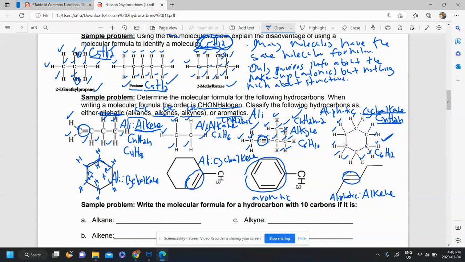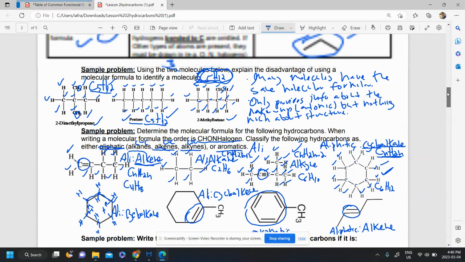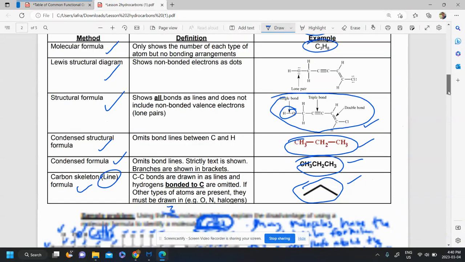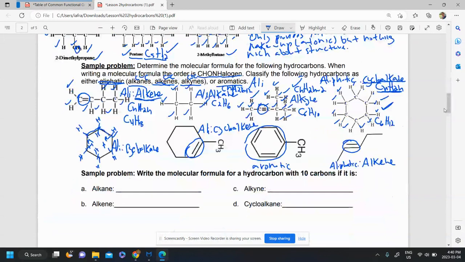So you can see this molecule is actually the same as this one, just drawn in the bond line diagram instead of in the format that you'd see over here, the structural formula. So this was a structural formula, and this is a bond line diagram. So it's the same formula, C6H12. They're actually the same molecule.